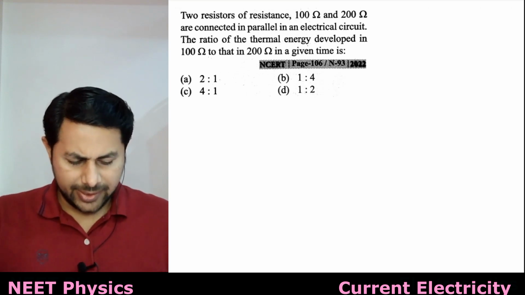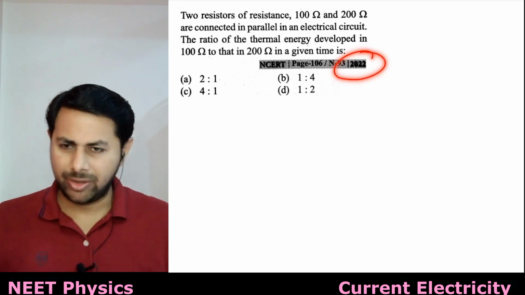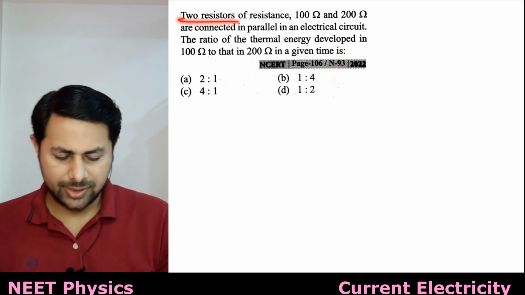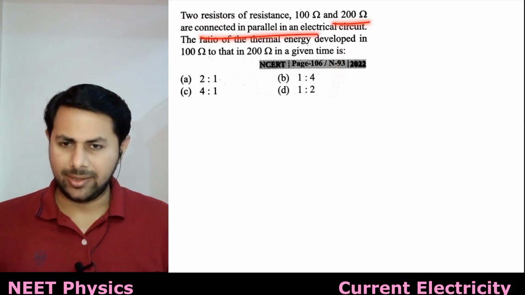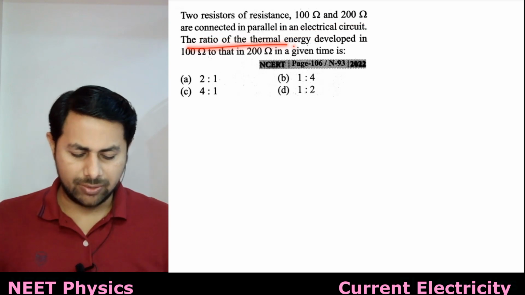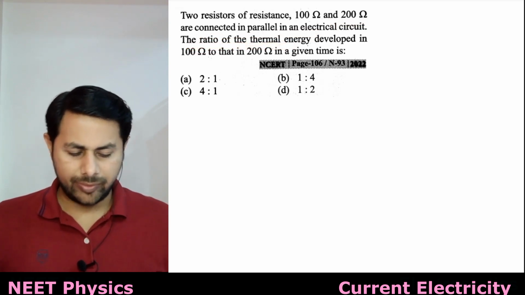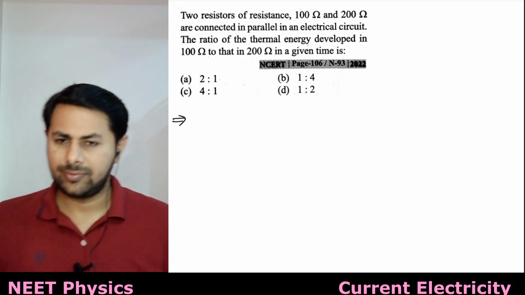All right, so let's see some questions based upon this. This one is from NEET 2022. Two resistors of resistance 100 ohm and 200 ohm are connected in parallel in an electrical circuit. The ratio of the thermal energy developed in 100 ohm to that of 200 ohm in the given time is? They are connected in parallel.